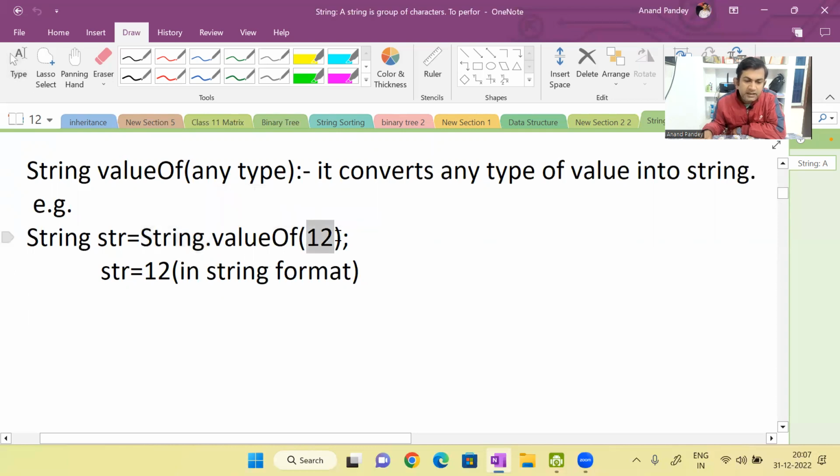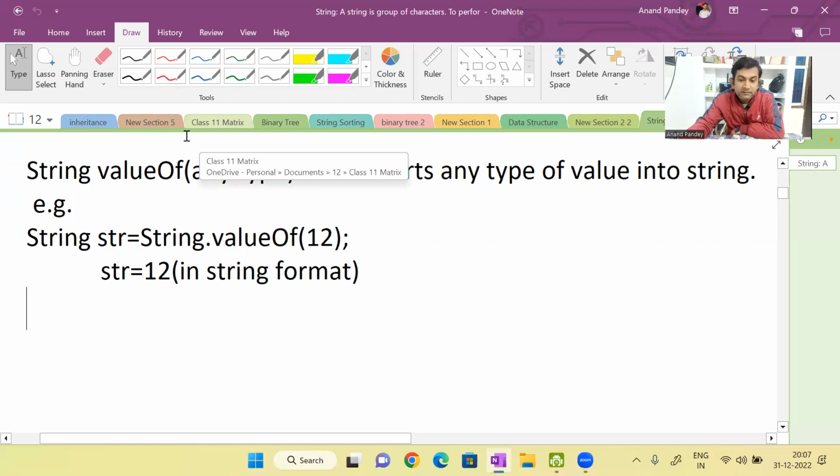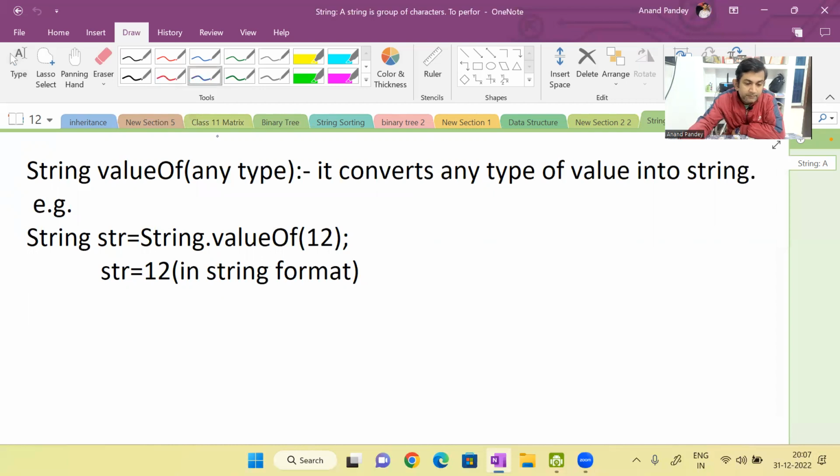So it will convert any type of value, byte type, short type, int type, long type, any type of value, into string. Okay. So this function you can use even in number programming. You can use it in many ways, but here I'm going to give you one example.